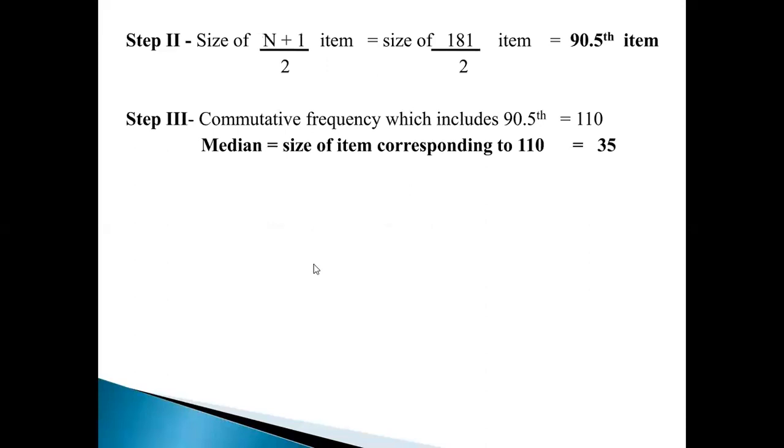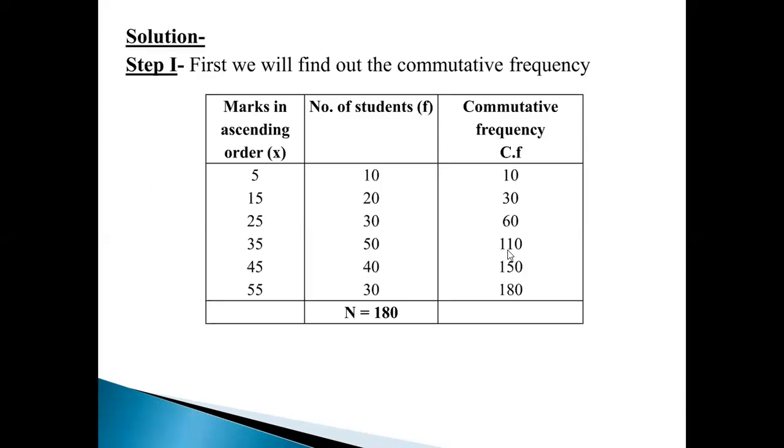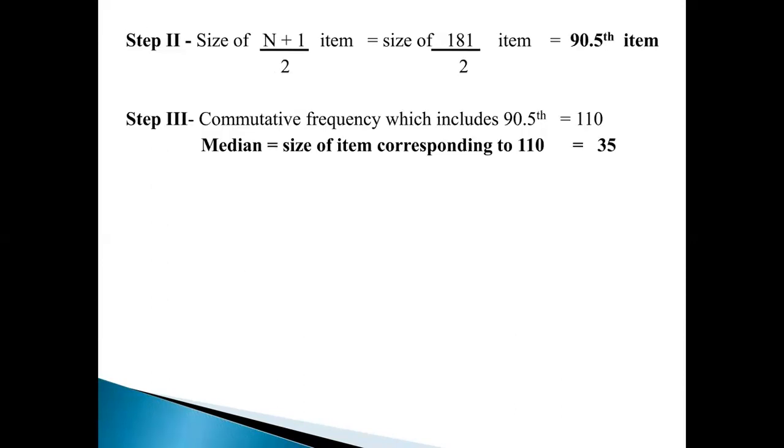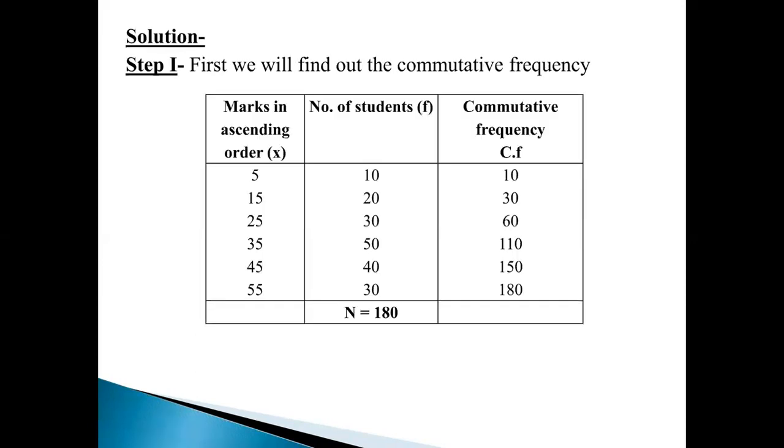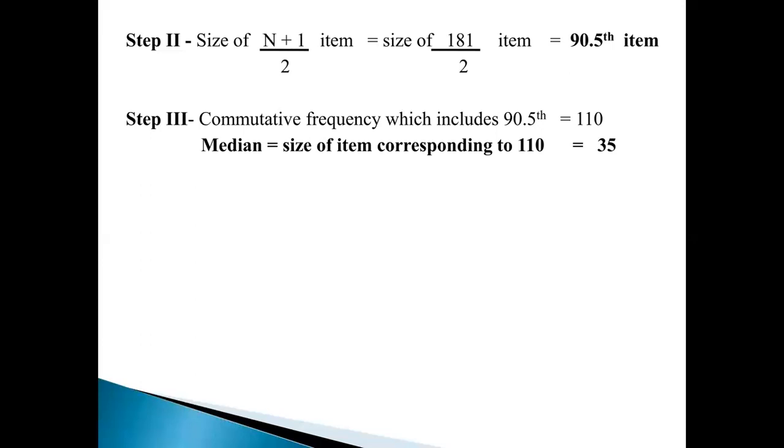Now in order to find the median, you have to use the same formula, (n plus 1) divided by 2. I'm sorry, N is not 100, it is 180. So N is 180 here. So 180 plus 1 divided by 2 will be 90.5th item. Same formula we are using, (n plus 1) divided by 2: 180 plus 1, that is 181, divided by 2, that is 90.5 item.